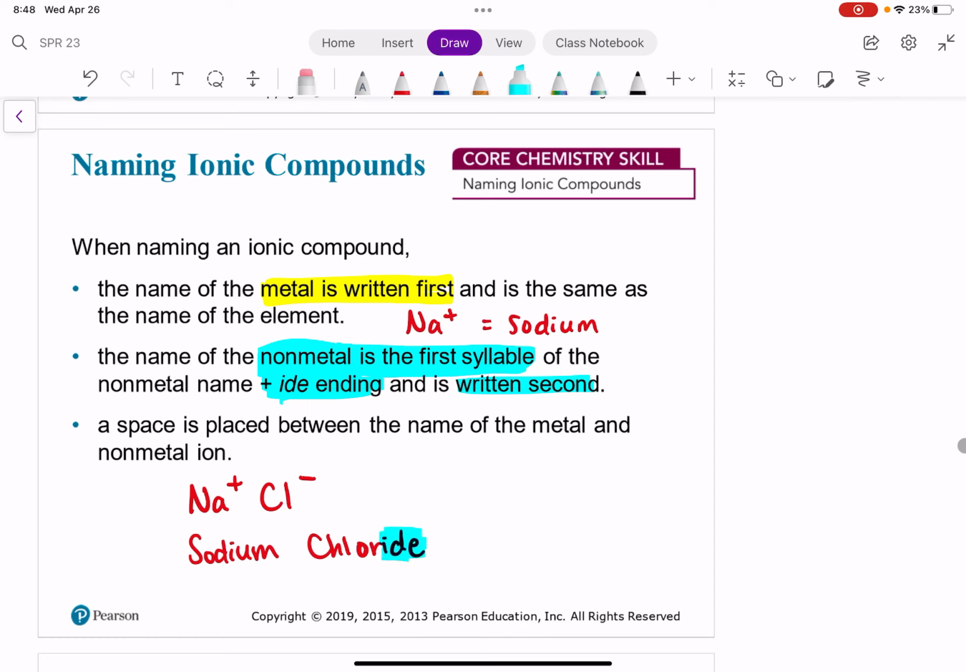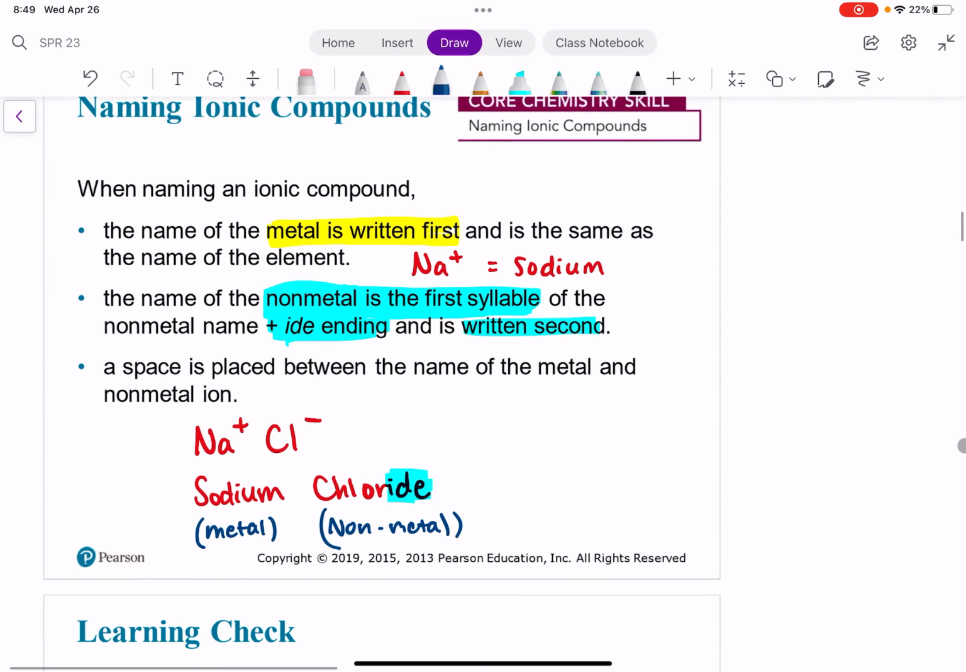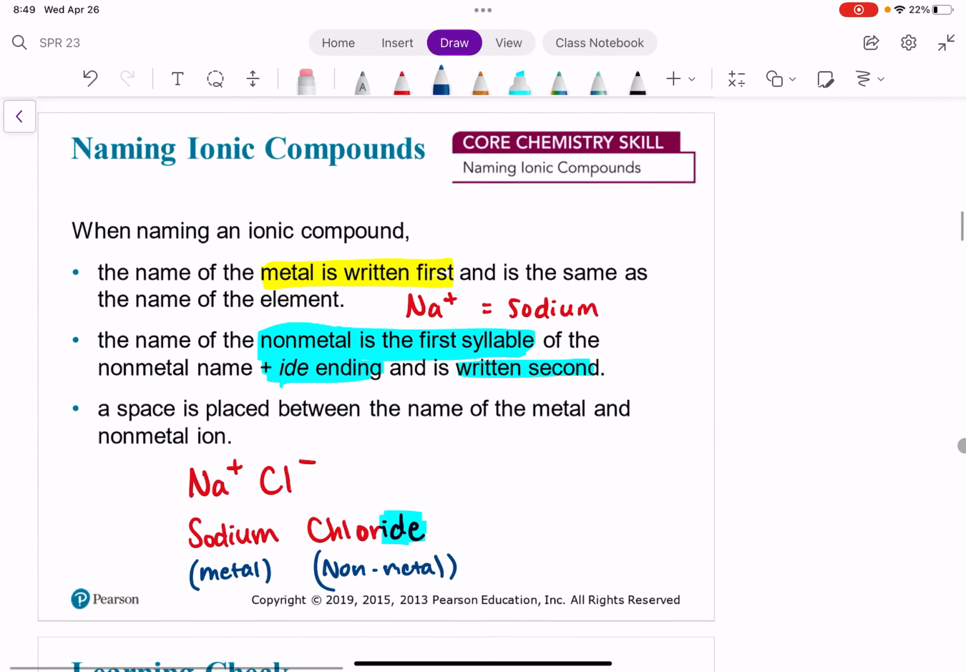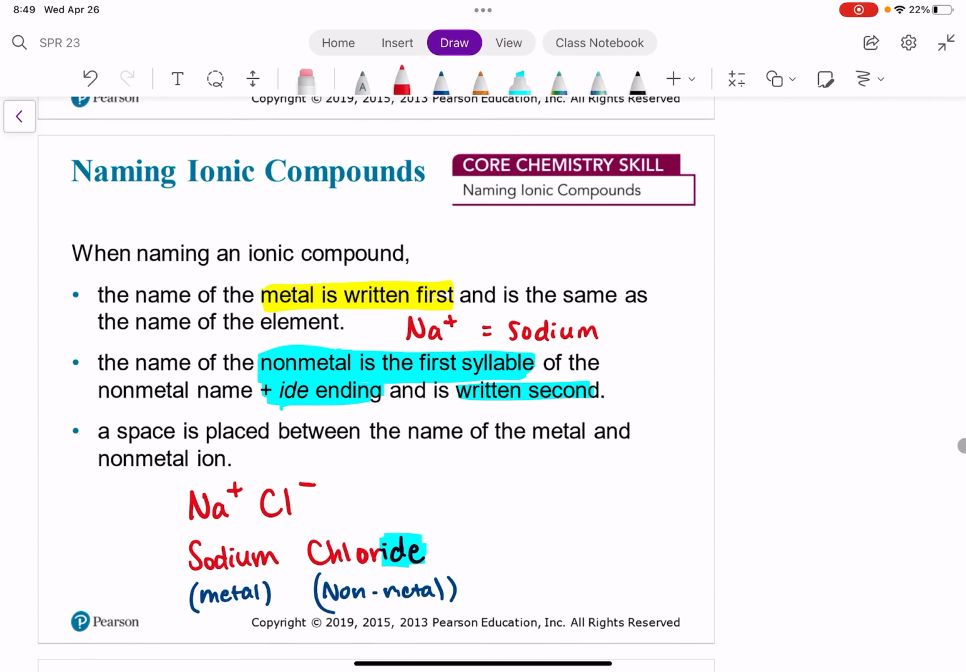We've also got our metal first and our nonmetal with that IDE ending. This should technically have a little dash in there. Okay, so that's just the convention. That's how we name those ionic compounds, and that's just an example.